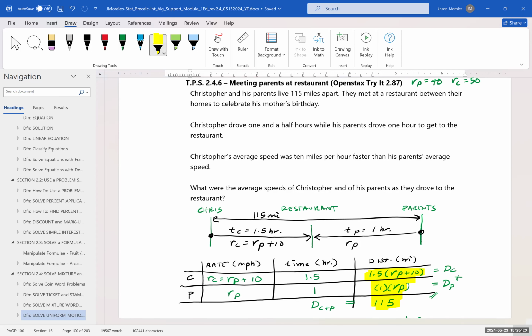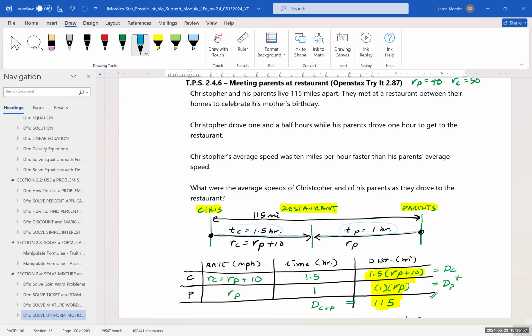So here we've got Chris starting from his home, his parents starting from their home, and meeting at the restaurant in the middle. The distance from Chris's house to his parents' house is 115 miles. And so we have Chris coming into the restaurant from his direction and his parents coming to the restaurant from their direction. And from the information that we got in the problem, the time it takes Chris is 1.5 hours. The time it takes his parents is 1 hour.